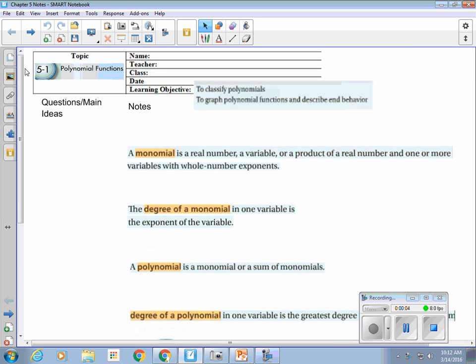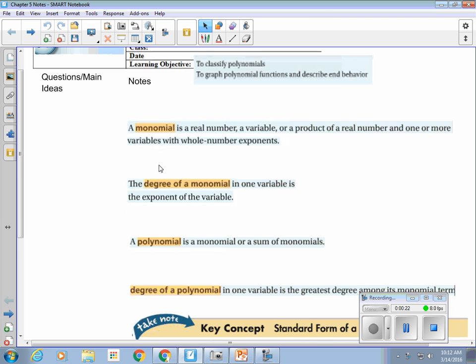All right, this is Chapter 5, Section 1. Our learning objective is to classify polynomials, and we can do that in two different ways. And then to graph polynomial functions and describe their end behavior.